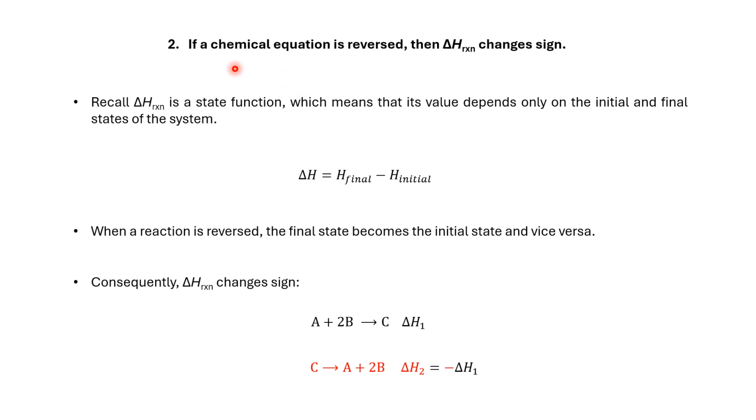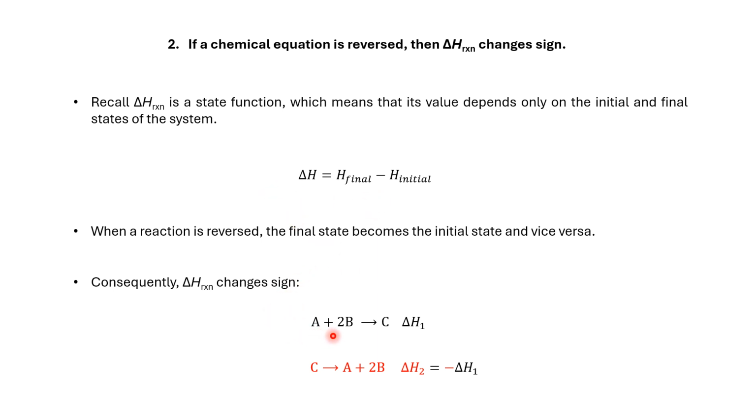The second thing is if a chemical equation is reversed, the delta H of the reaction changes sign. This makes sense because remember we said delta H is a state function, which means its value only depends on the initial and final states of the system, not how we got to the final state. So delta H is defined as H final minus H initial, right? Now, if we reverse it, the final state becomes the initial state. So if we're going to reverse that, we have to change the sign of delta H.